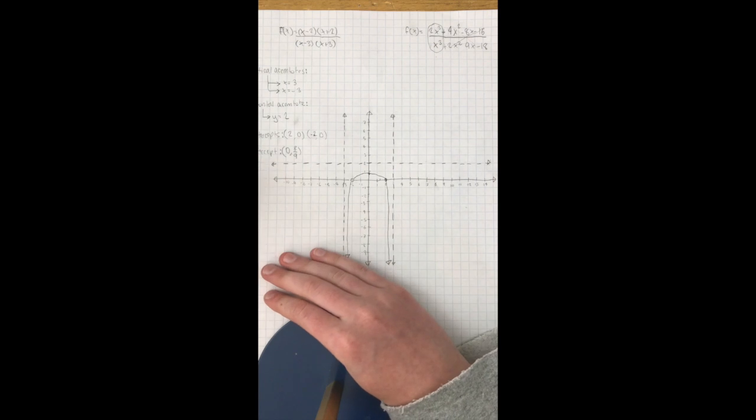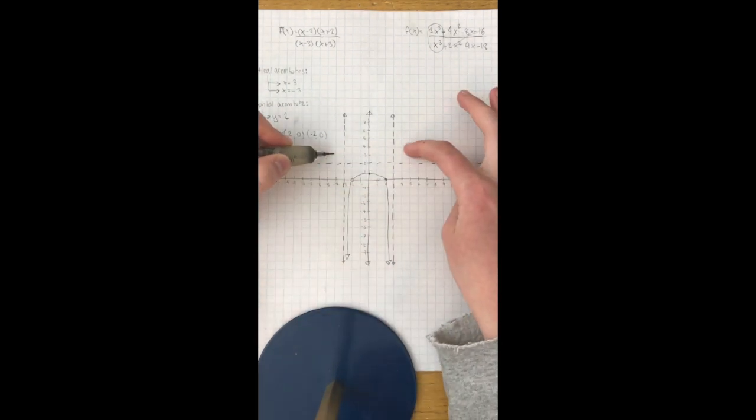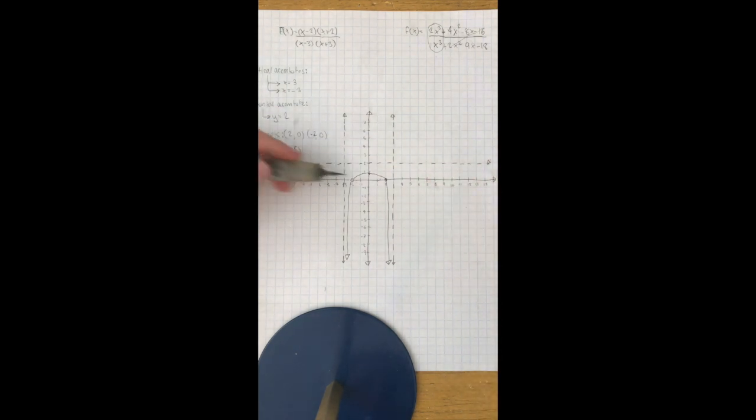And to do this, we can choose a number like 4 and negative 4 to see whether those points will be above or below the x-axis.